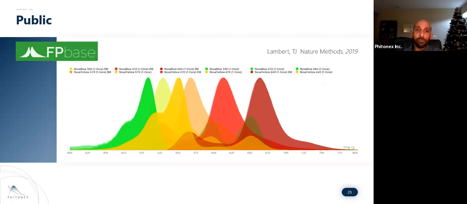Our excitation and emission spectra for all of our NovaFluors are publicly available on FPBase, as well as Fluorofinder and Cytec.com. And of course, you can visit Photonics.com to get more information on all of our NovaFluors.